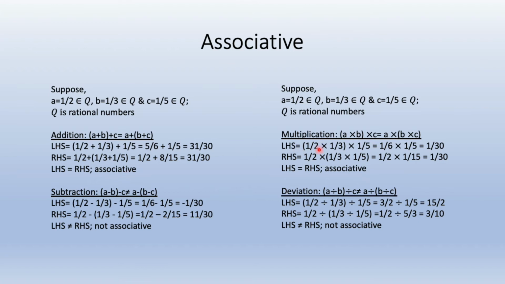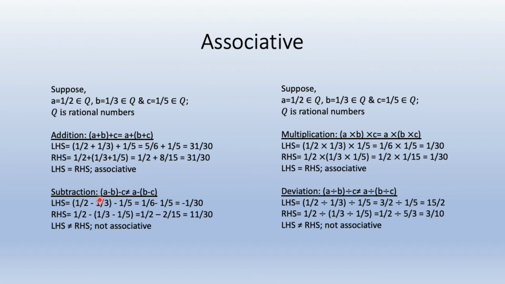Now look at the multiplication part. We followed the same process here also. On the left hand side we first multiply A and B, then with C, and on the right hand side we first multiply B and C, then with A, and we got the same number for both sides. So rational numbers are associative under multiplication.